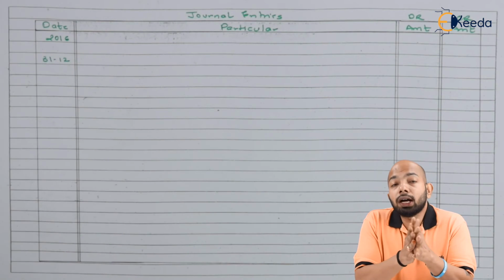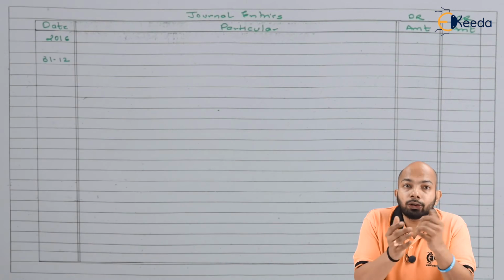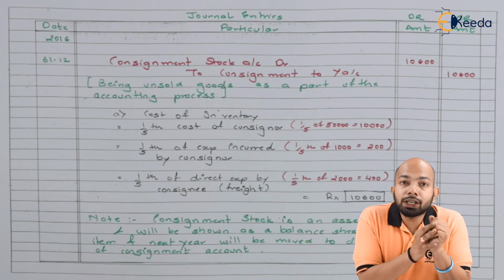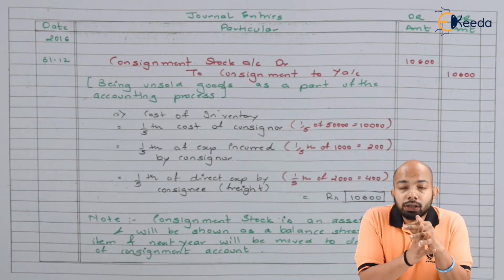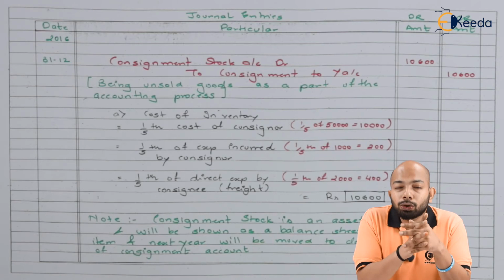Now the earlier 31st December entries were a part where we have mentioned only account sales. Now let's talk about the unsold goods that are a part of this question. Now the next entry that we have mentioned here is the unsold goods. If you remember, 4/5 of the goods were sold. That means 1/5 of the goods were still unsold.